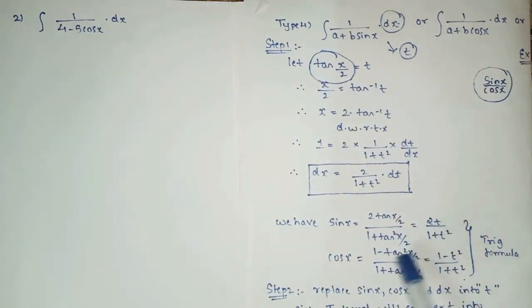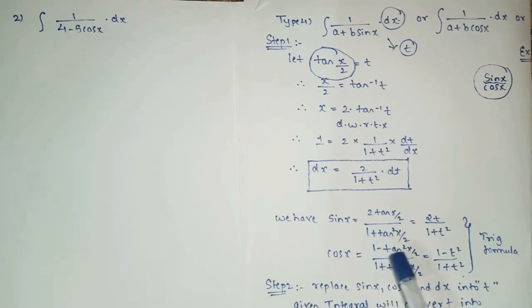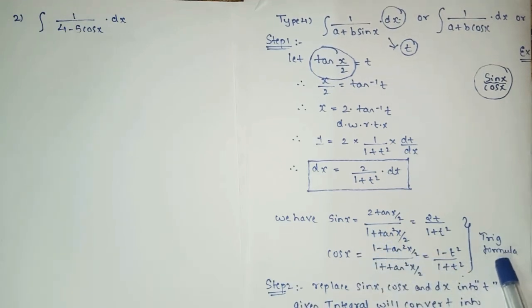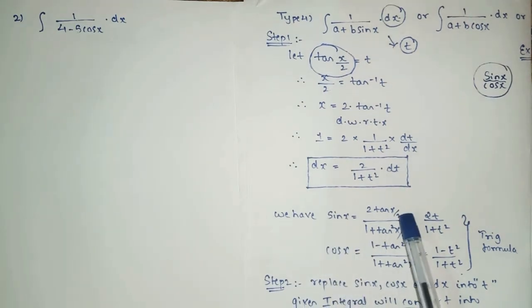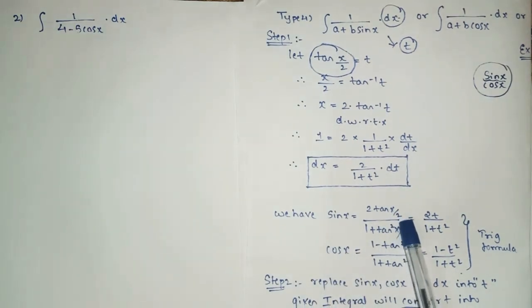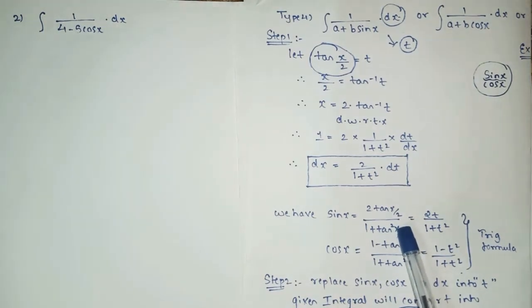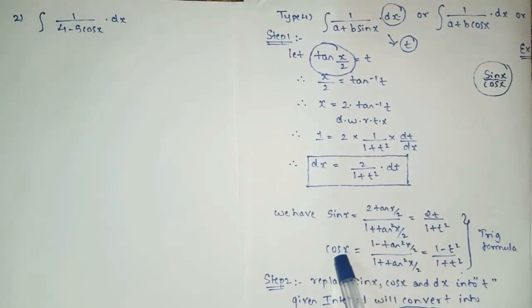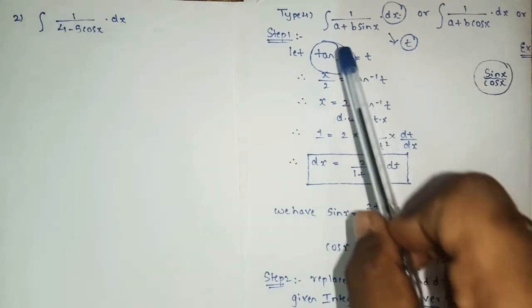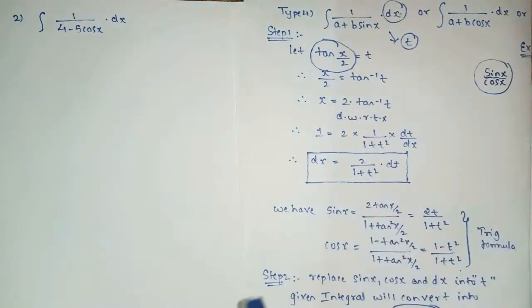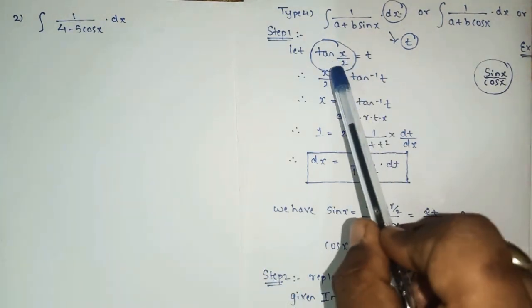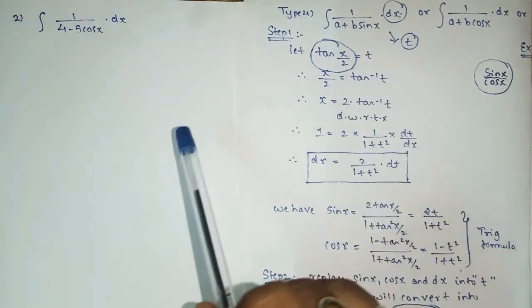Here I wrote two formulas, which are known as trigonometric formulas for half of the angle. For half of the angle, we know that we used to write x by 2. X by 2 means half of the angle. So sin x and cos x are in terms of the half angle. Sin and cos will give tan, and half of the angle means tan x by 2. In this way you can remember. So tan x by 2 equals t.